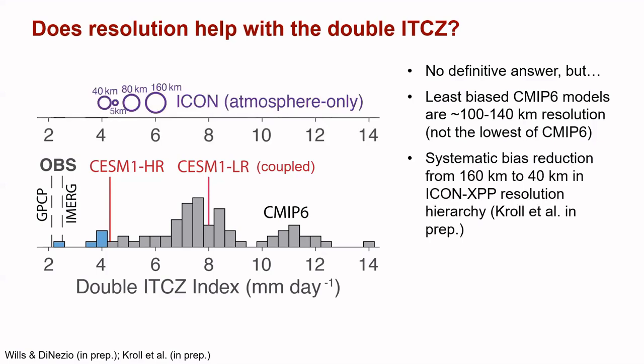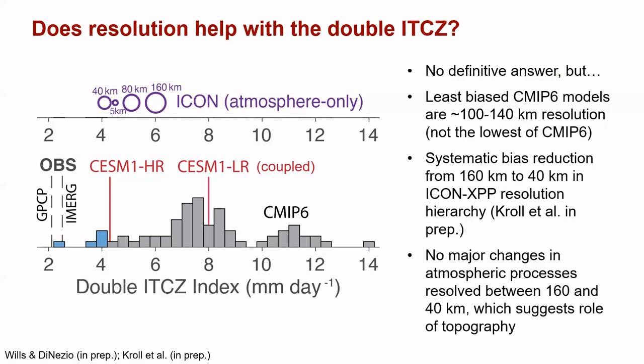And in my group, we've run an ICON resolution hierarchy, just atmosphere only models, so it's not quite comparable to the bottom plot. But there is still ITCZ bias in an atmosphere only model. And we're finding systematic bias reduction from 160-kilometer resolution down to 40-kilometer. 5-kilometer, we've also run, it doesn't quite improve things further, but it doesn't make things worse. And so there's some indication that resolution is helping in a more controlled setting where you don't have the coupling with the ocean. But there's not really a huge change in the atmospheric processes resolved between 160 and 40-kilometer resolution.